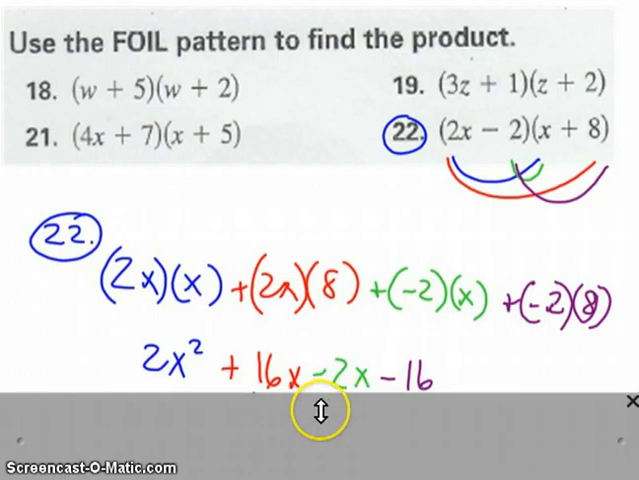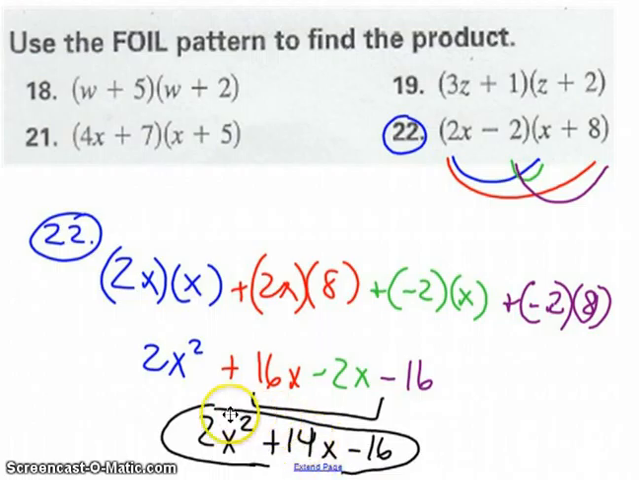So I can combine these middle two terms. 16x and negative 2x become 14x. So my final problem just has three terms. It's a trinomial, and FOIL patterns will always lead to trinomials. And there it is, the answer in black.